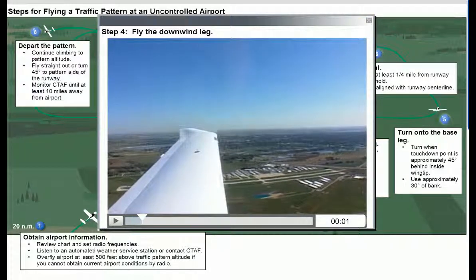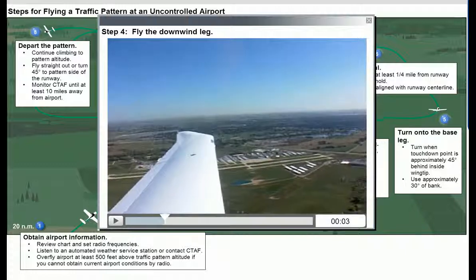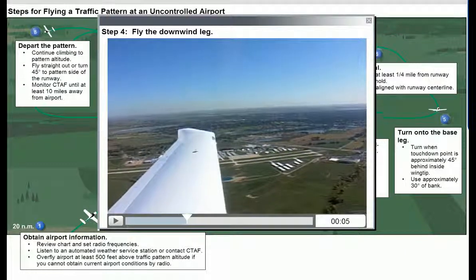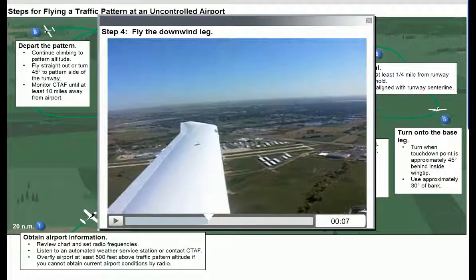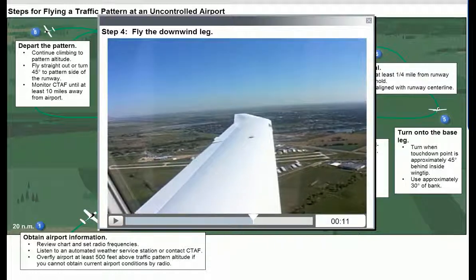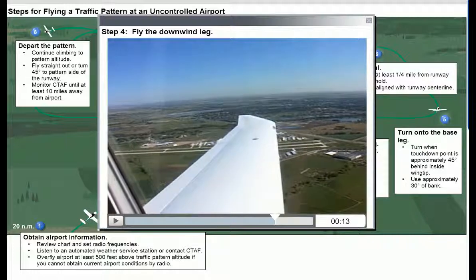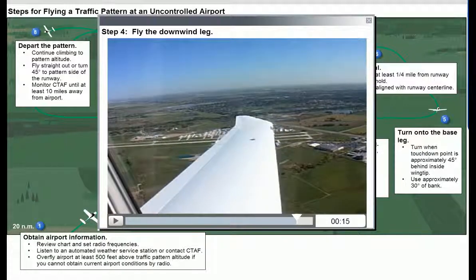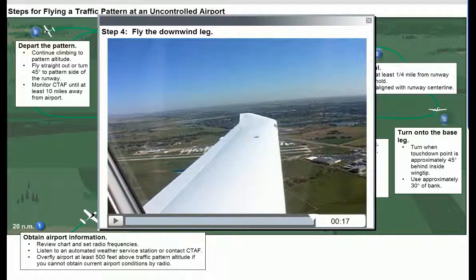Fly the downwind leg parallel to the runway. If you're drifting toward the runway or away from it, crab into the wind so that you stay parallel. And as you're coming up abeam the intended landing point, look on the runway over there. Start your descent right now. Good.